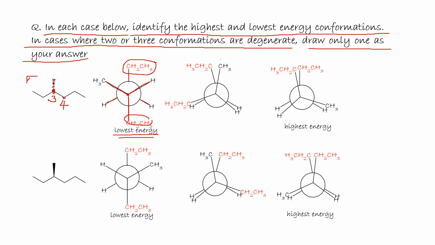If the CH3, CH2 are eclipsing together and the ethyl is eclipsing to the hydrogen and the hydrogen eclipsing the hydrogen, that will be higher in energy. But if the 2 bulky ethyl groups are eclipsing together, this will be the highest energy.